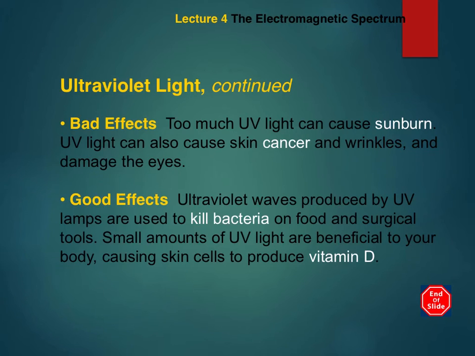UV light, in the right amount, can also cause your skin cells to produce vitamin D, which is really great for a lot of things: overall health, fighting cancer, mood, and a lot of different things. So UV light is both good and bad.